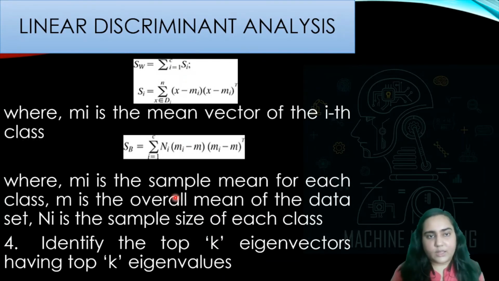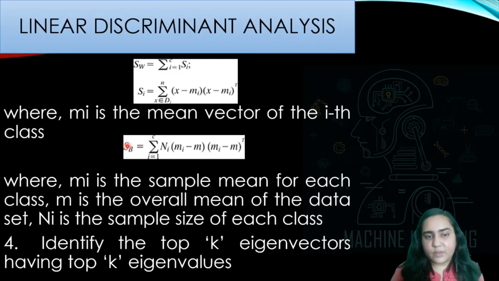And so here you can see the formula given. SW is sigma i equal to 1 to C, where C is the number of classes, and this is your matrix. What is Si? Si is equal to the sum over X belonging to Di of X minus Mi into X minus Mi raised to T. Here Mi is the mean vector of the i-th class.